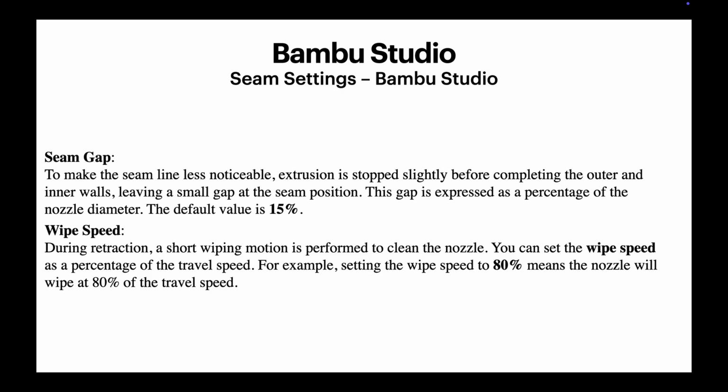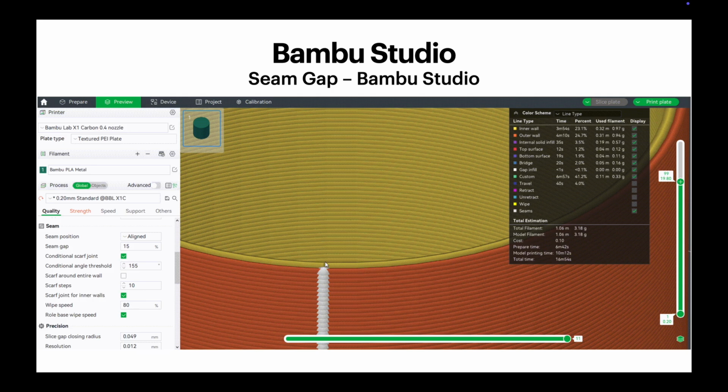Wipe speed. During retraction, a short wiping motion is performed to clean the nozzle. This speed is set as a percentage of the travel speed, e.g., 80% means wiping is done at 80% of the travel speed.